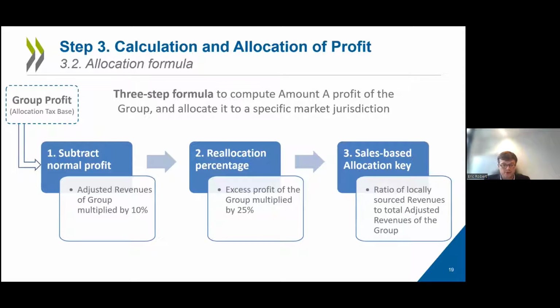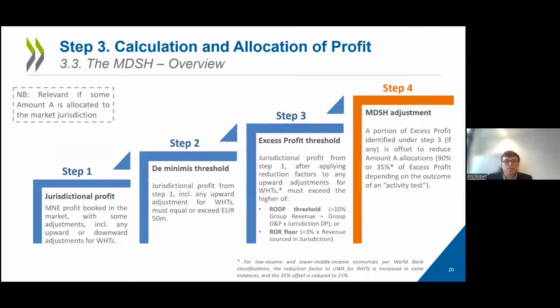under step 2. Then you're not completely done yet in terms of identifying how much amount A profit is allocated to each jurisdiction, and you still need to go through a last step. And that's the marketing and distribution safe harbor, which is typically referred to as the MDSH. The slide on the screen here gives you the full picture, a full description of the different steps involved here and of how the mechanism, the MDSH works.